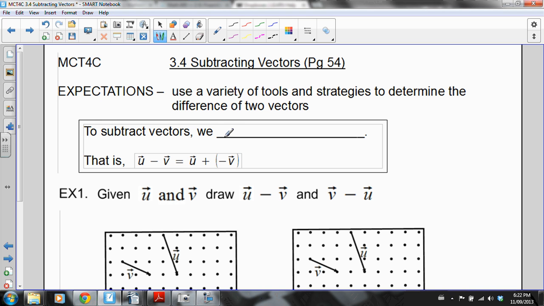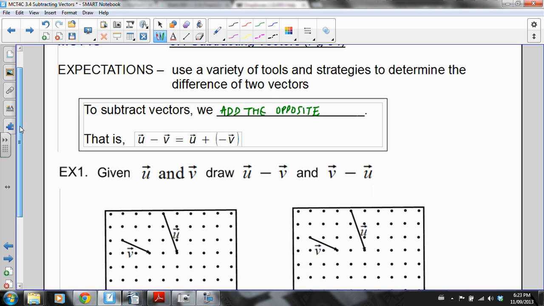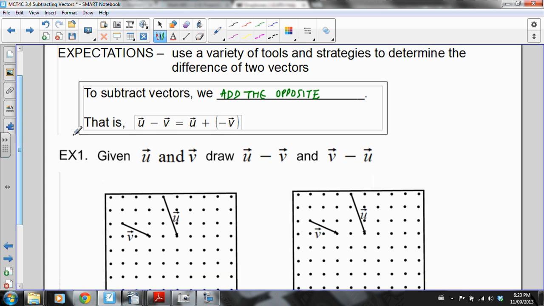To subtract vectors, to subtract integers, what do we do? We add the opposite. So to subtract vectors, we add the opposite. That's the whole rule. And we'll see what that looks like for vectors in a second. So when we see subtracting vectors, what we're doing is we're adding the opposite vector. As far as the notation here, you don't have to worry about it. This is more something we do than something we write. Okay? And here we go.